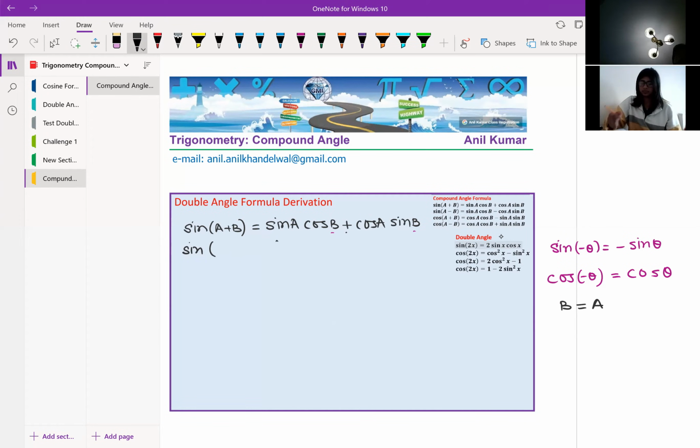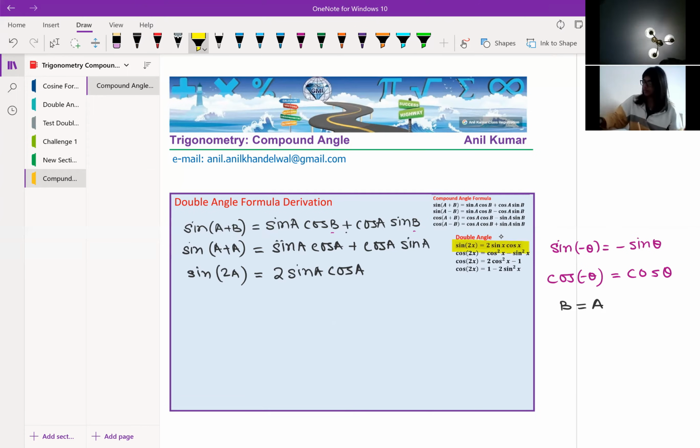I could write this as sine. I'm writing B as A, so it is sine of A plus A, equals sine A cos A plus cos A sine A, right? That is 2 times sine A cos A. Both are the same terms. And the other side gives you sine of 2A. So that's the double angle formula for sine. Is that clear to you? So simple. Do you see that? Very simple. Replace B with A and got my formula.